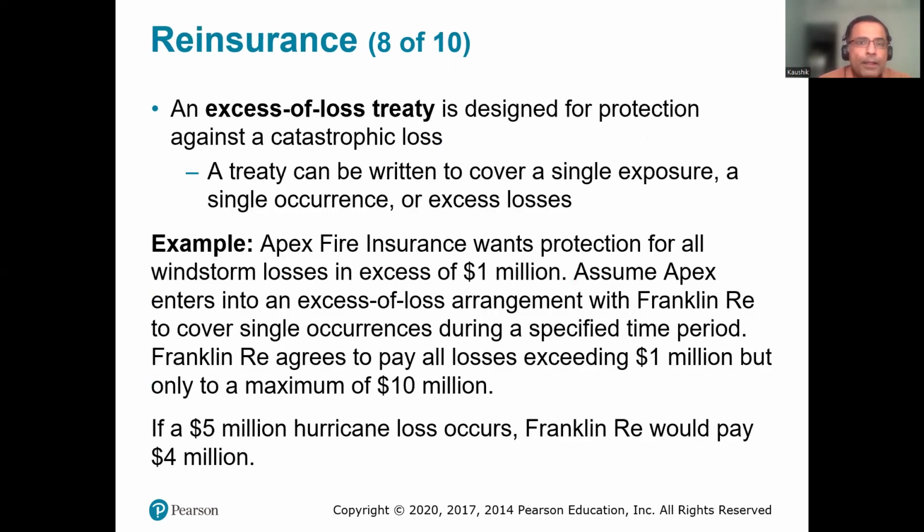The excess of loss treaty means there is protection against a catastrophic loss. So the ceding company decides to cover losses up to a certain level in case there is a catastrophic loss. And the excess loss is compensated by the reinsurer, maybe up to a certain amount. In this case, if there's a 5 million hurricane loss, 1 million is paid by the ceding company and 4 million is paid by the reinsurer.